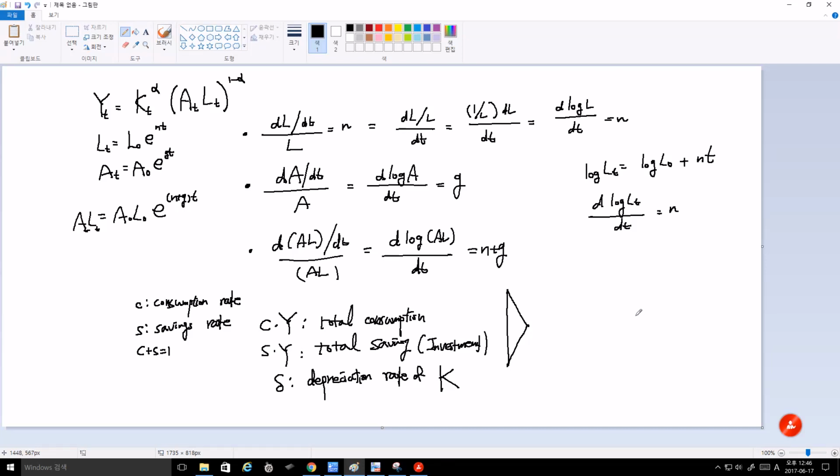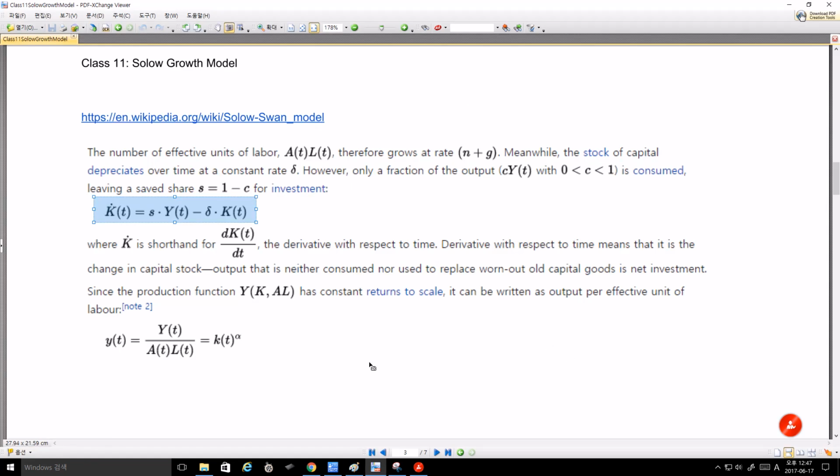This means we have this one, right? So it's a move of, so here, dot notation. We have here, for example, K dot, which means, in economics, when we take the derivative with respect to time, we usually put a dot over it. Okay. So K dot is shorthand for dK over dt.